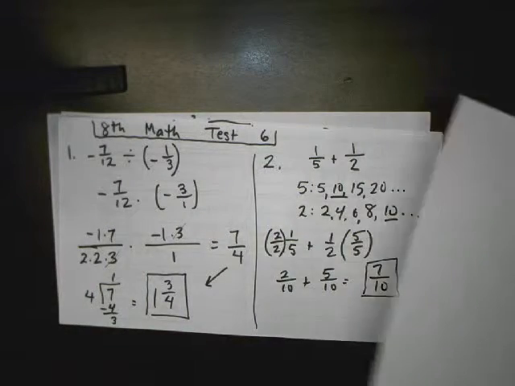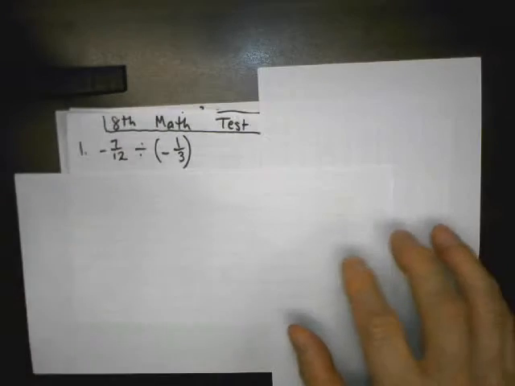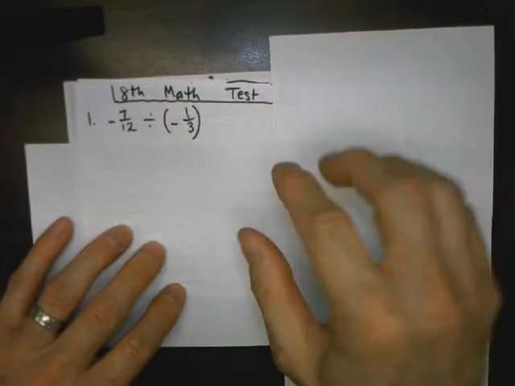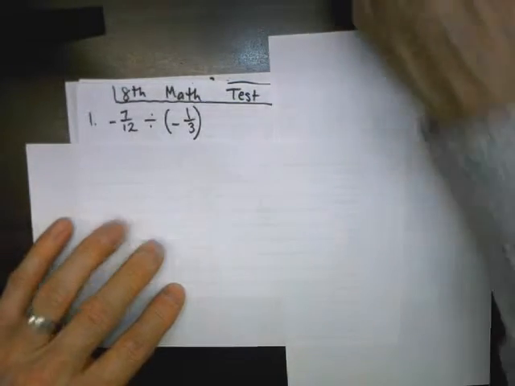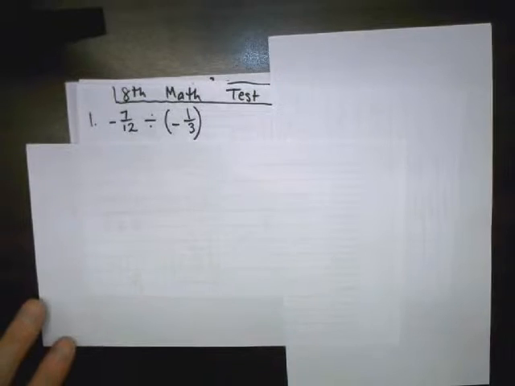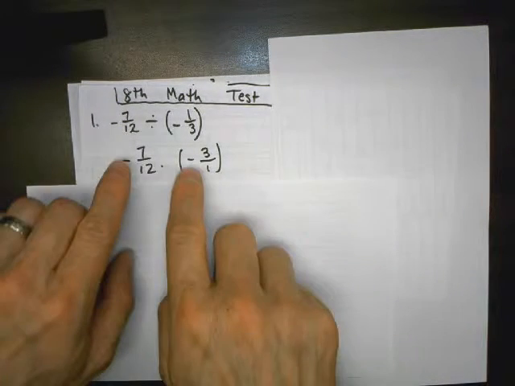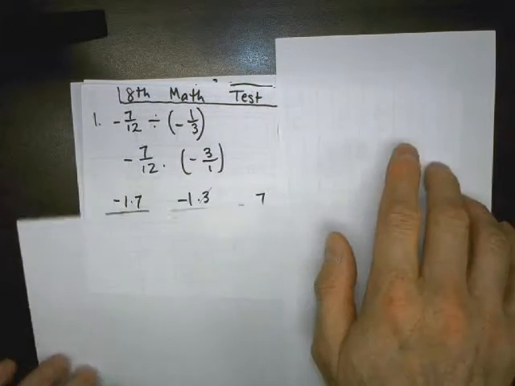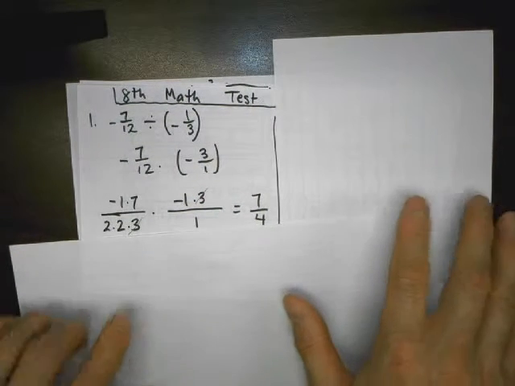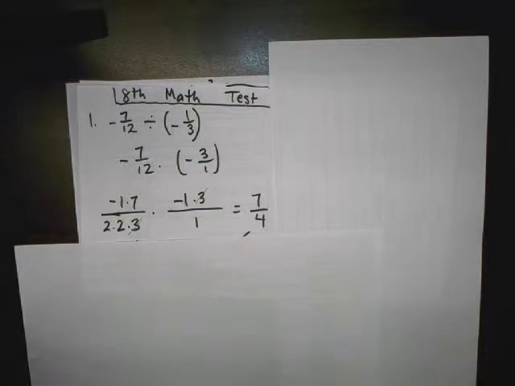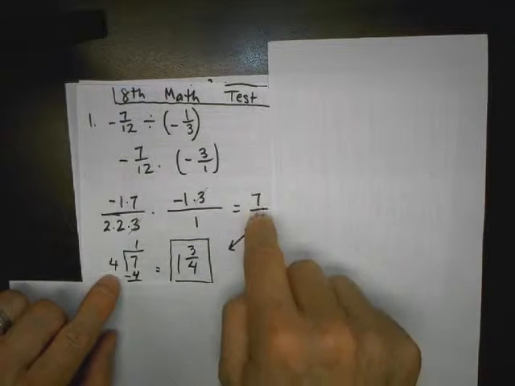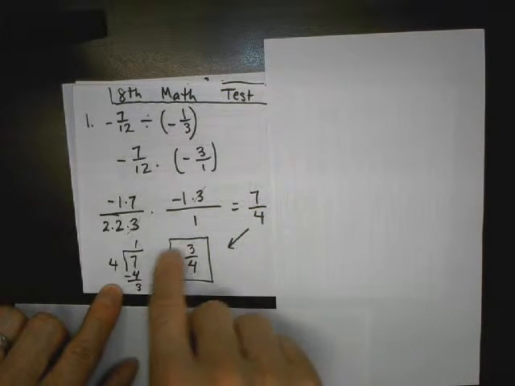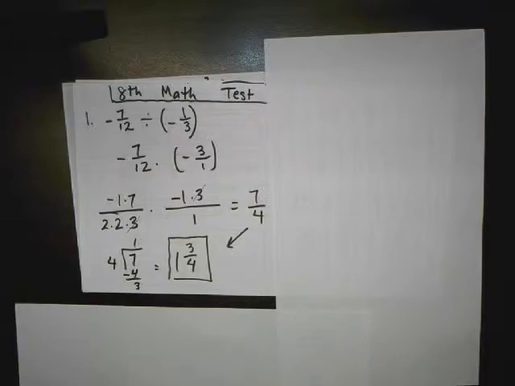8th grade math test 6. So the first problem, we have to divide these two, and the way we divide fractions is we multiply by the reciprocal. So I go ahead and flip the second number upside down, and I know negative times negative is positive, and after I do my factor trees and cross out my ones, I get 7/4. And this time you have to convert that. You divide in and out, and the remainder goes on top, divisor goes on the bottom.